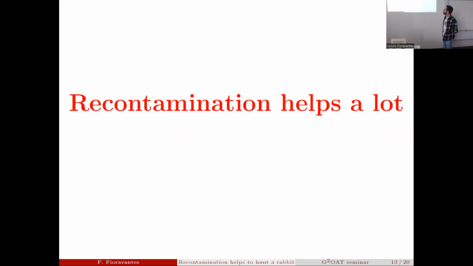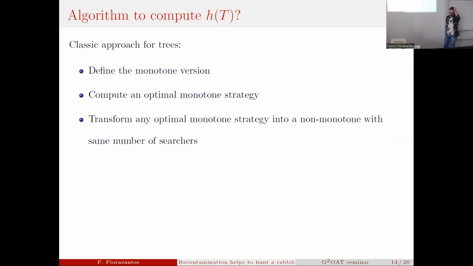Let's go to the result, which I personally consider the main contribution of this work. When we started doing this work, we tried to answer a previously open question. Find a polynomial algorithm for trees to compute the hunter number of trees. And classically, this is approached by defining a monotone version, showing that any optimal strategy can be computed from a monotone strategy using the same number of hunters.